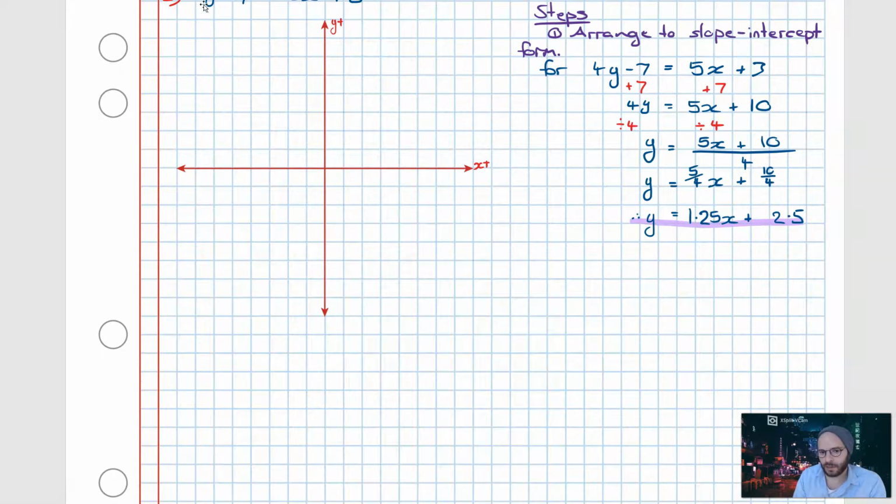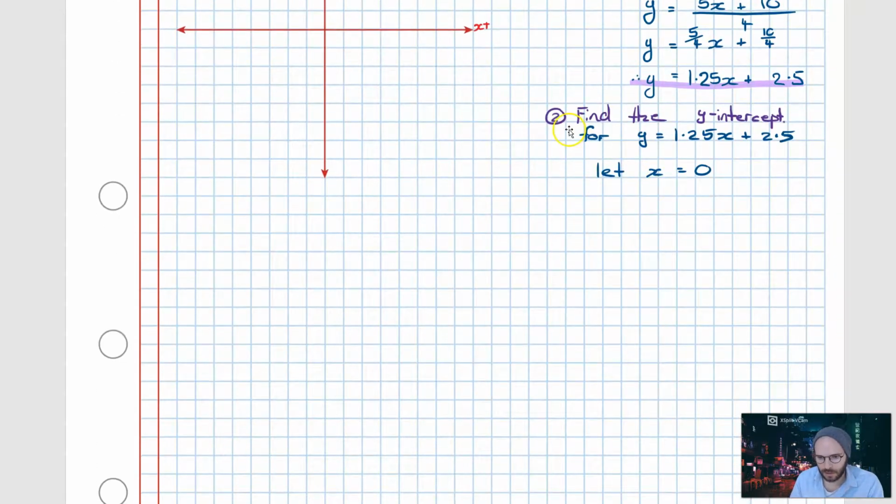Alright, now that we've got it back in slope-intercept form, all we need to do is follow the same steps that we carried out in the previous example. So step 2 in this instance is to find the y-intercept. We say for y equals 1.25x plus 2.5, let x equal 0, because we're looking for the y-intercept, remember? Then y is equal to 1.25 multiplied by 0 plus 2.5. 1.25 by 0 is simply 0, plus 2.5. And thus, y in our instance is going to be 2.5.